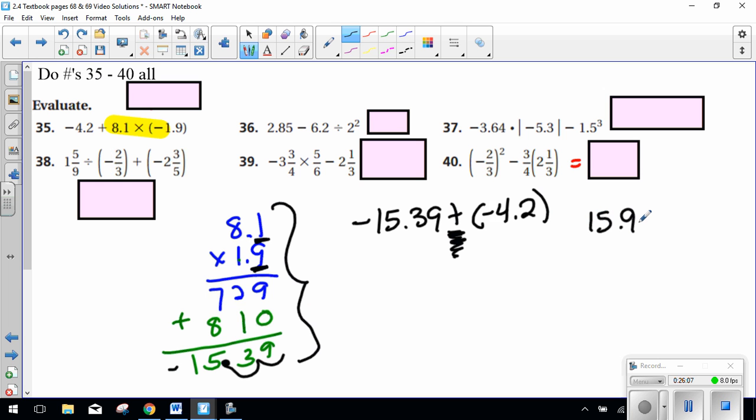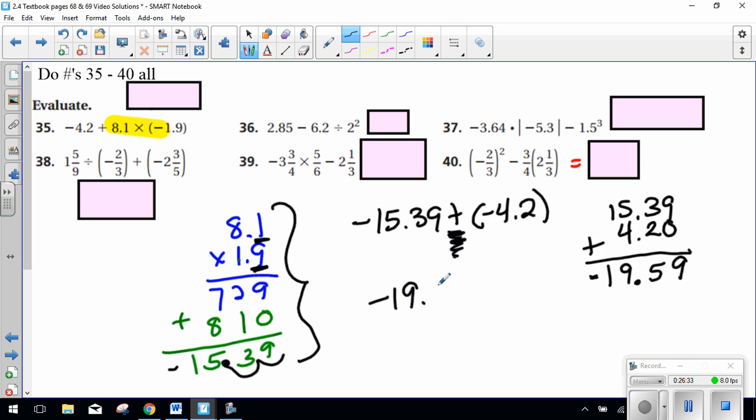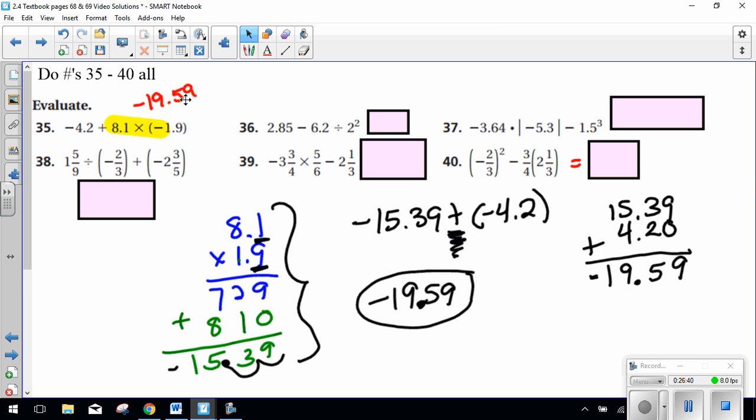So I'm going to take 1539, and I'm going to add 4 2/10, add a 0. Be sure you line up your decimal points, just like dollars and cents. 9, 5, 9, 1. In addition, decimal point just drops, and we keep the common sign. So the final solution is negative 19 59/100.